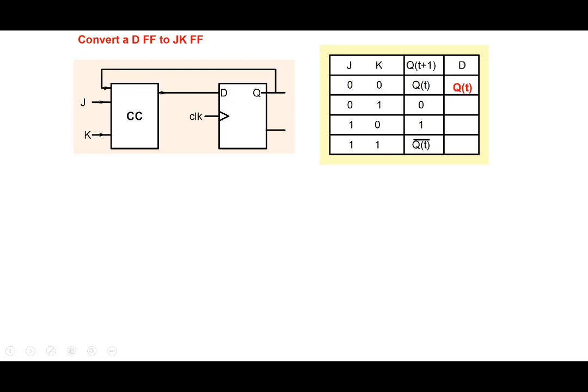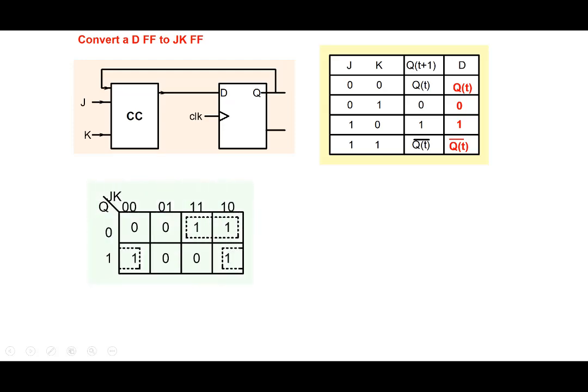If Q is equal to 0, then D should be equal to 0. If Q equals 1, then D should be equal to 1. Fine. If J is equal to 0 and K equal to 1, then the flip-flop should get reset, so Q(t+1) equals 0 and D should be equal to 0. That's fine too. If it is 1, 0, Q(t+1) should be 1, so D should be 1. If you have 1, 1, then D should be equal to Q(t) bar.